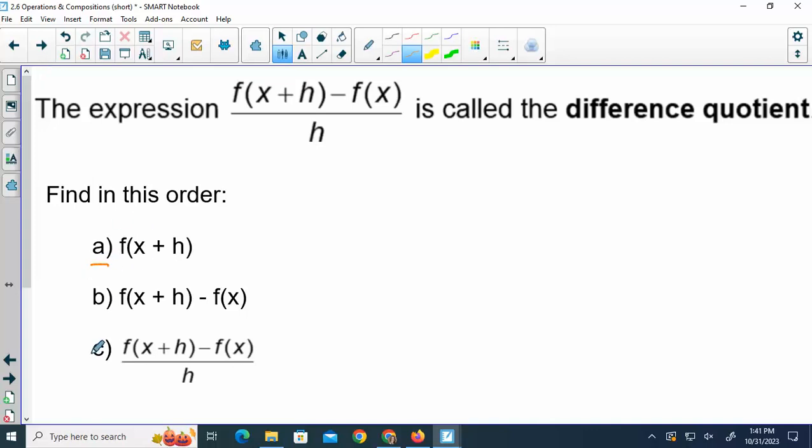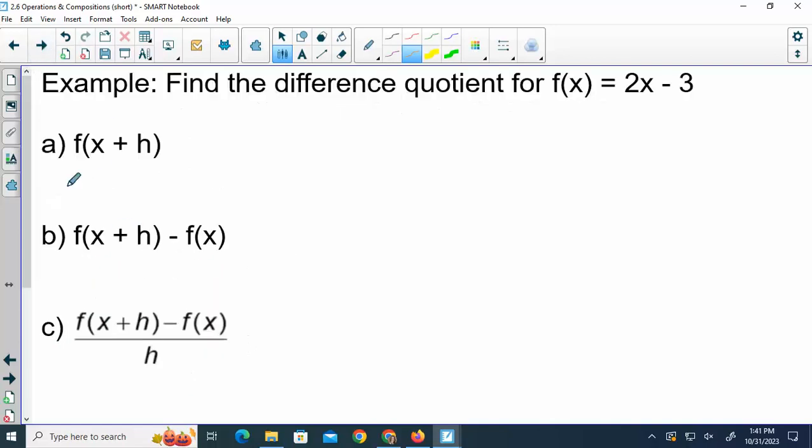So the first thing I would ask is find f of x plus h. Second step, f of x plus h minus f of x. And then third step would be the whole thing. Because I'm not testing if you know what a difference quotient is. I just want to see, can you deal with the functions? So this would always be given to you. You just have to be able to evaluate them. So let's see if we can try that.